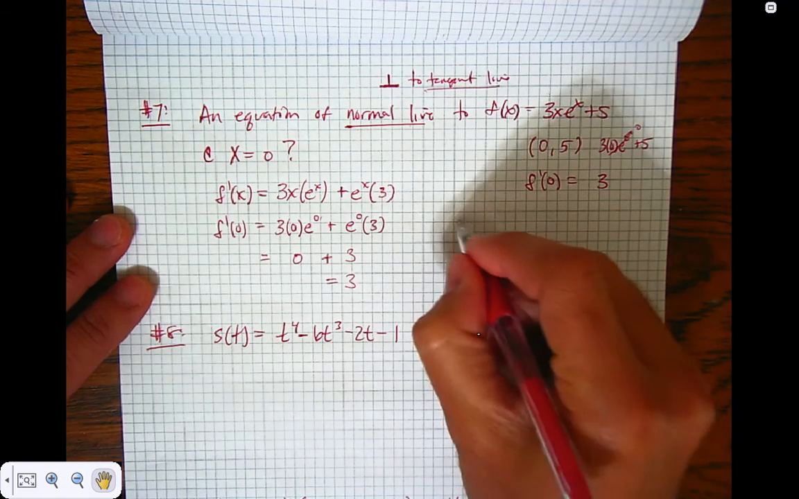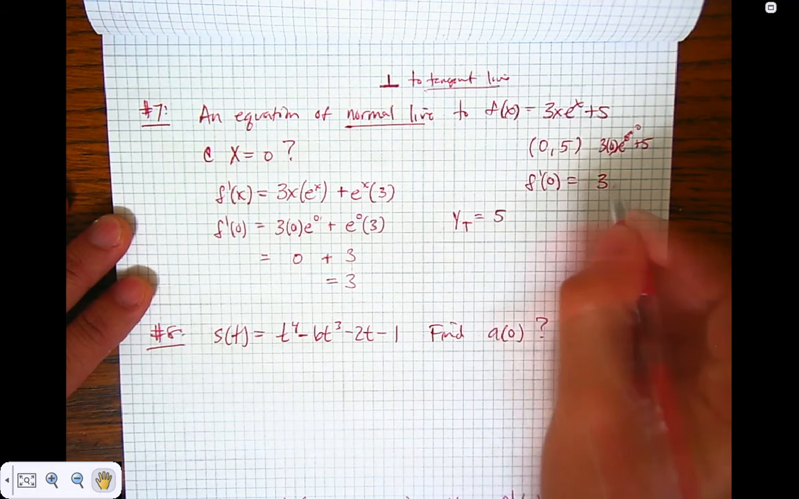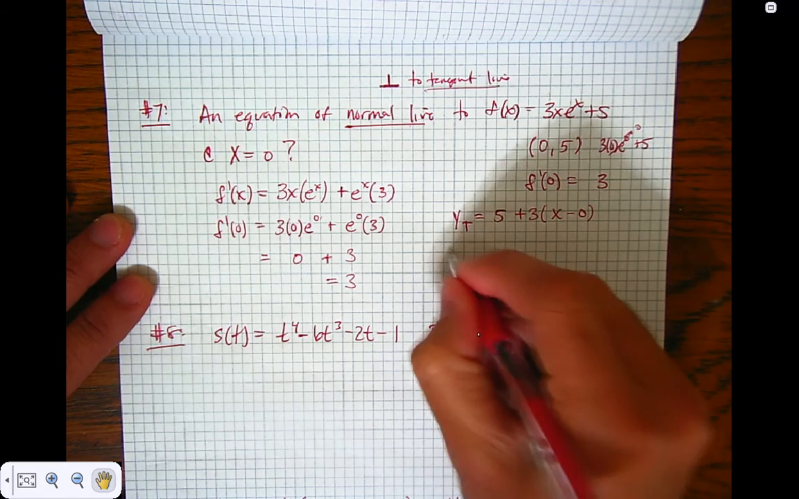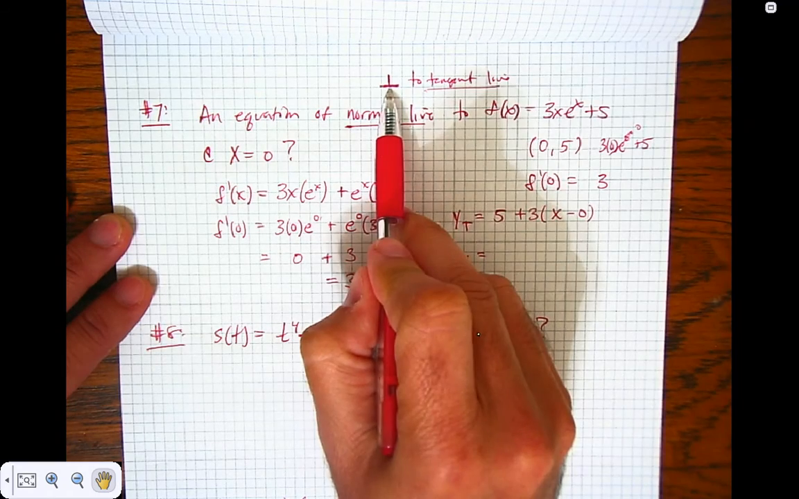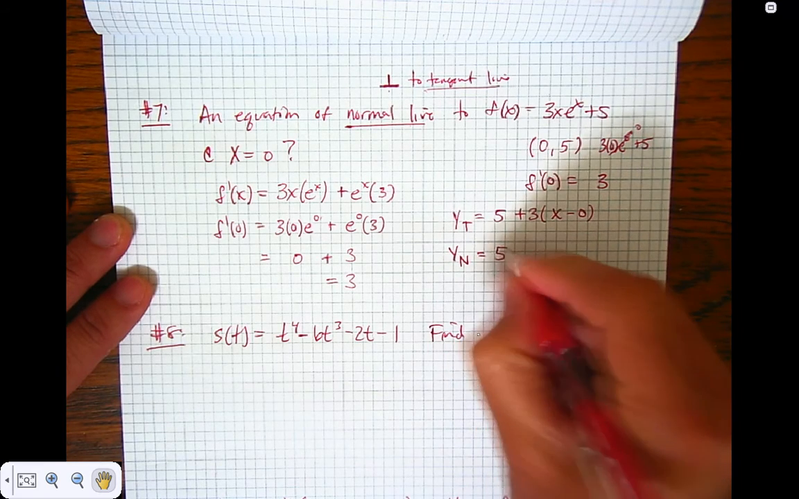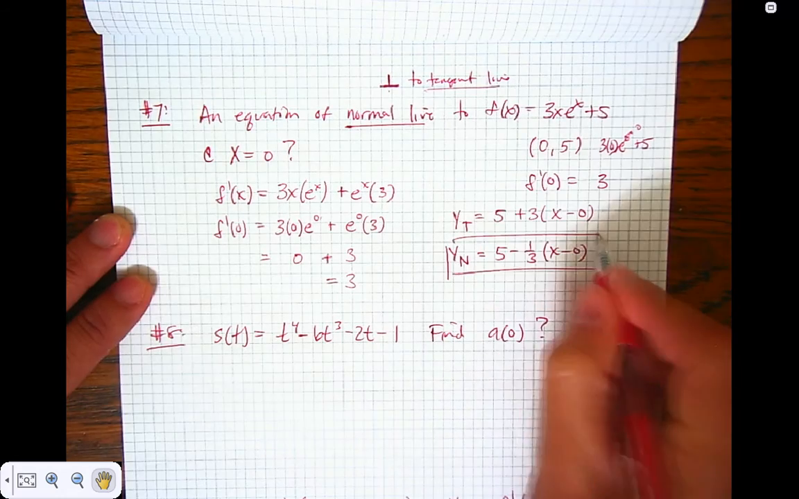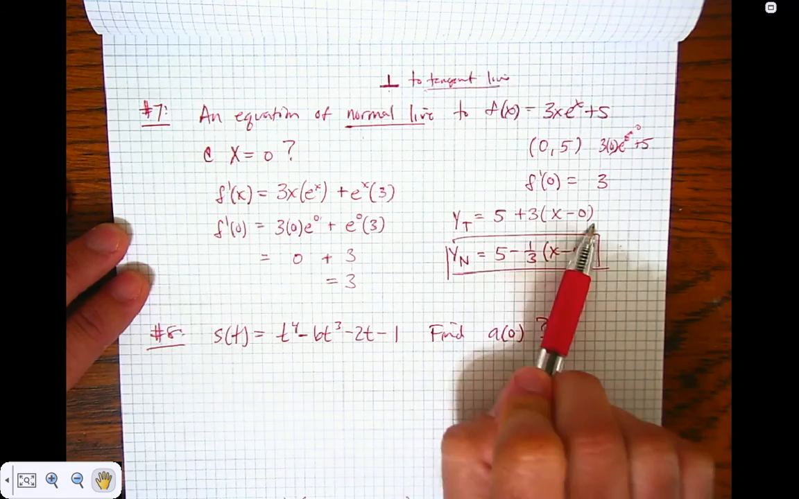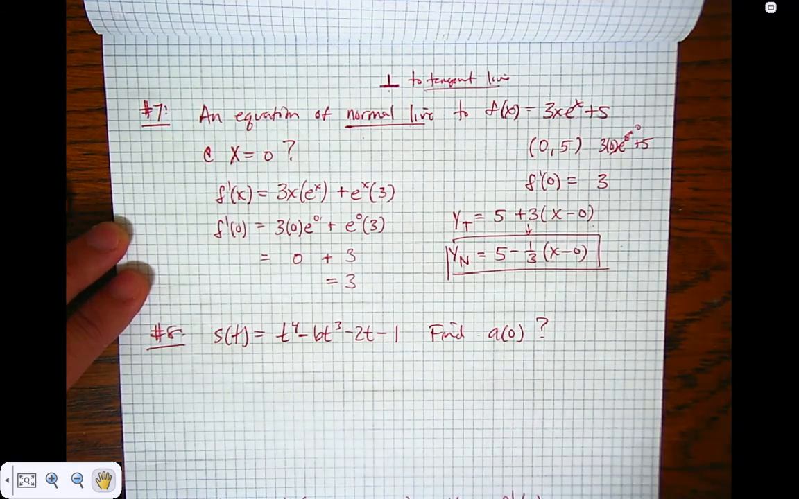Okay, and so watch, my tangent line would be 5 plus my slope times x minus 0. And therefore, my normal line, all I have to do, because from Algebra 1, perpendicular slopes, all I have to do is flip that and switch the sign. So that becomes 5 minus 1/3 times x minus 0. Again, this is on the chapter 2 test. When it says normal line, you find the tangent line first, and then all you do is you switch the slope to the perpendicular slope.